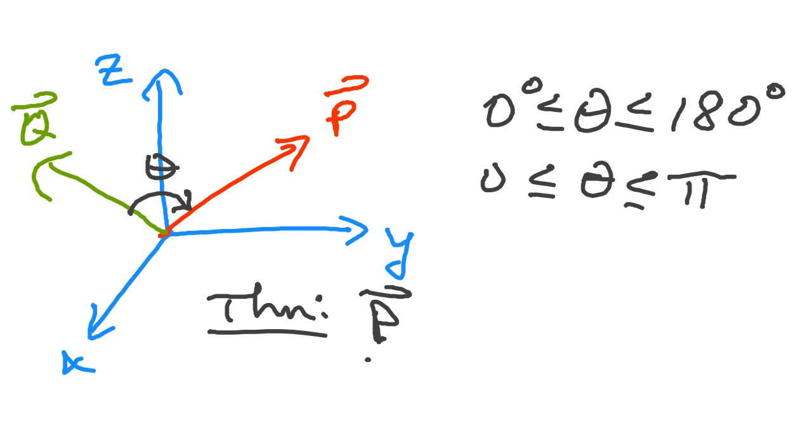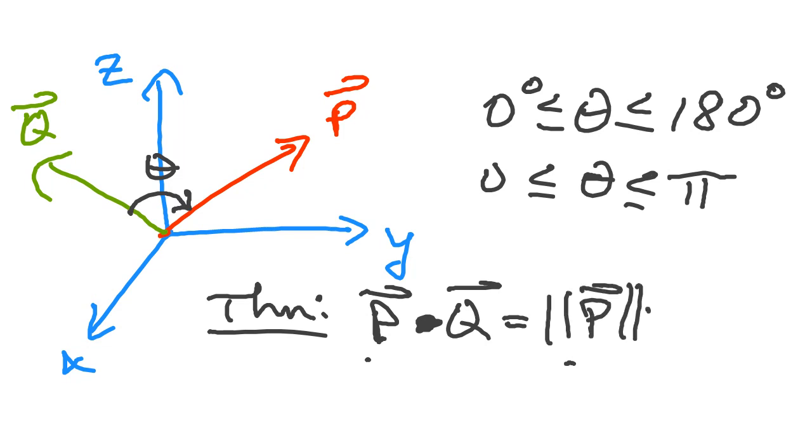So P vector dot Q vector would equal, so that's a dot product. Okay, so that's a scalar, right? So this is going to equal the norm of P vector times the norm of Q vector times the cosine of theta.